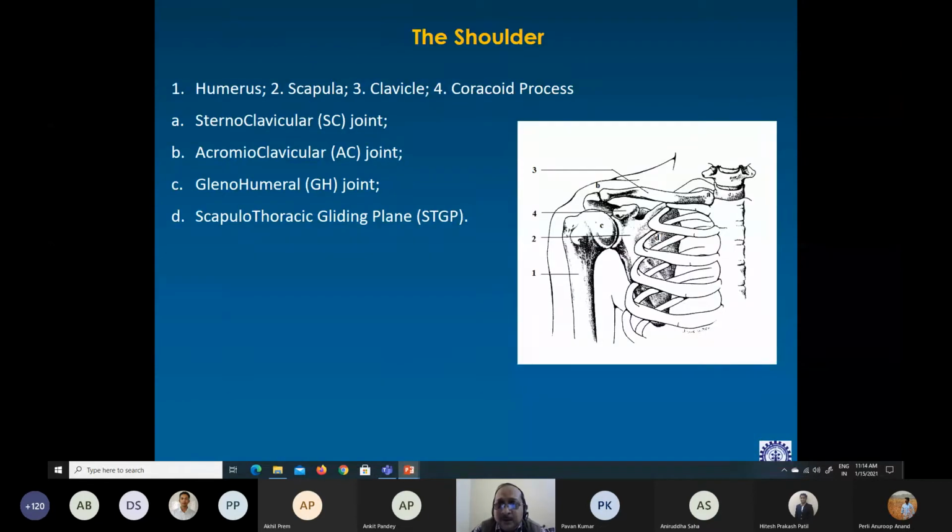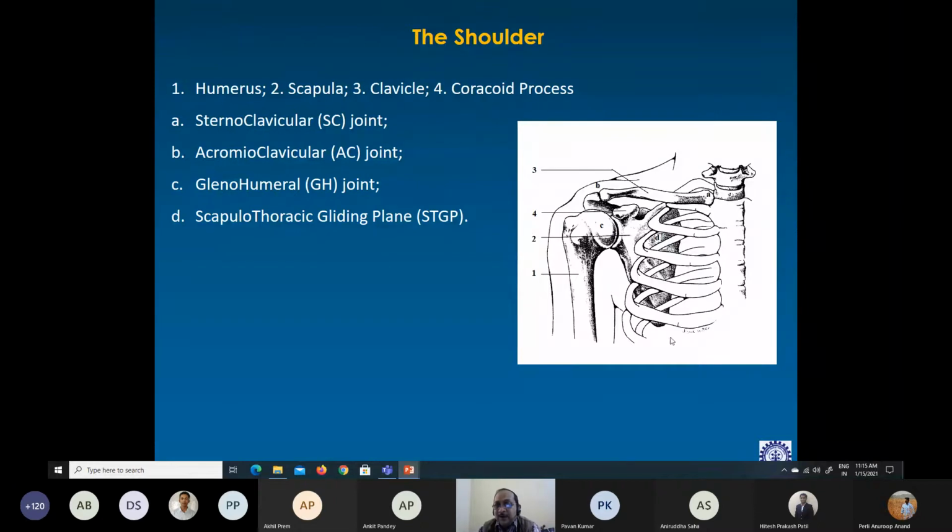Let me define the shoulder as it is constituted by four bones, as you can see here in the picture. There is the humerus, the scapula, the clavicle, and the coracoid process. So these constitute the shoulder. There are several joints that together constitute what is known as the shoulder joint.